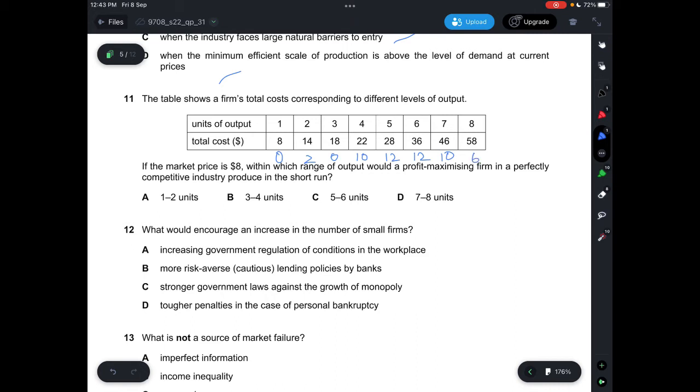So if the firm wants to maximize the profit, that means that they'll be producing at the point where the unit output will be 5 to 6. So A is wrong, B is wrong, D is wrong.